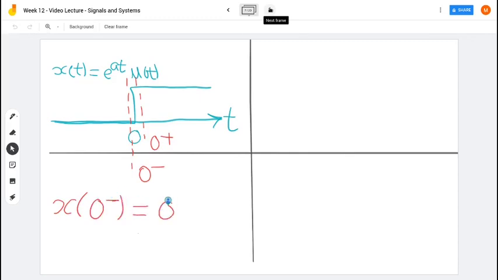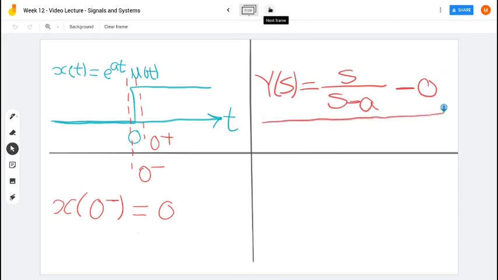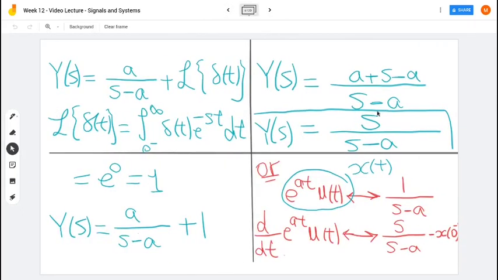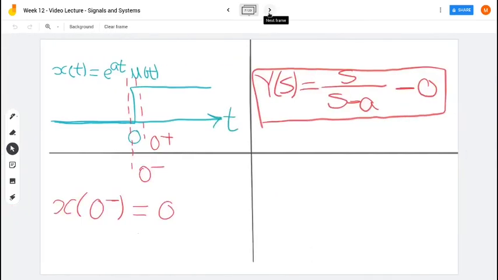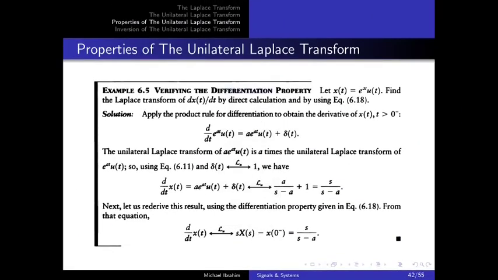And in this case we can write y of s as s over s minus a minus 0, which is exactly the same form we found when we computed the unilateral Laplace transform using the definition. So here s over s minus a, and here s over s minus a. So here we understand how to apply this property of the differentiation in time domain. We multiply by s and subtract the initial condition.